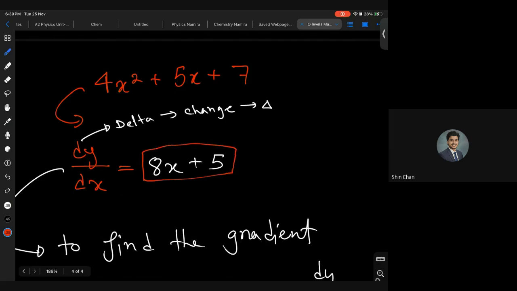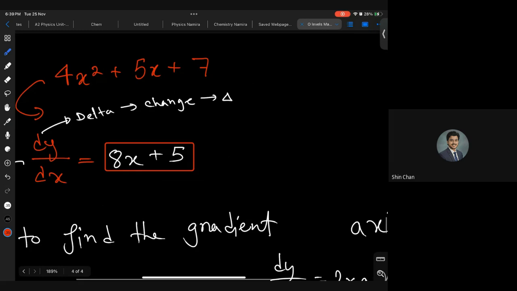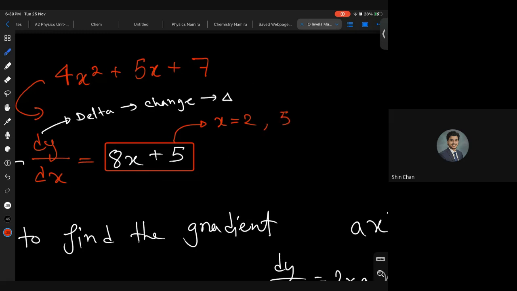So that's why when we differentiate a quadratic form, we find this equation, right? And we can actually plug those values of x, which were 2, and then 5, and then 7, right? If I plug those values of x in here, I will find the gradient at those points. So 8 times 2 plus 5, this will give me what? 8 times 5 plus 5. What are the values of dy by dx?